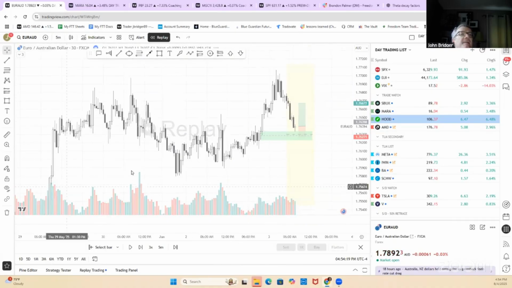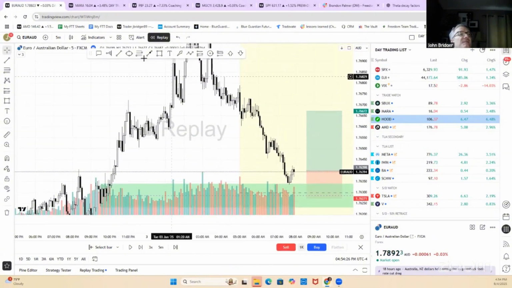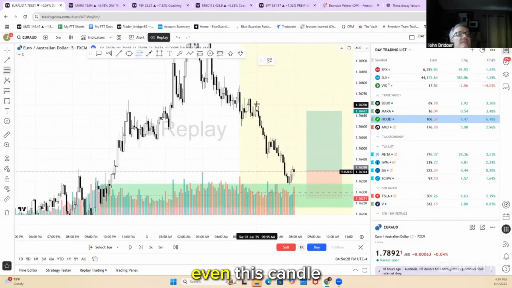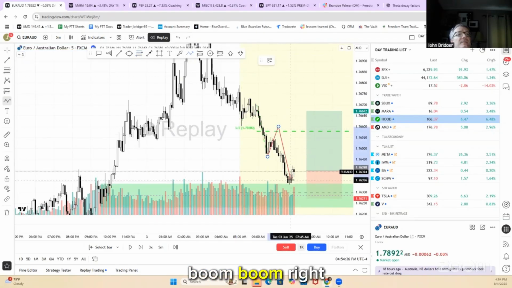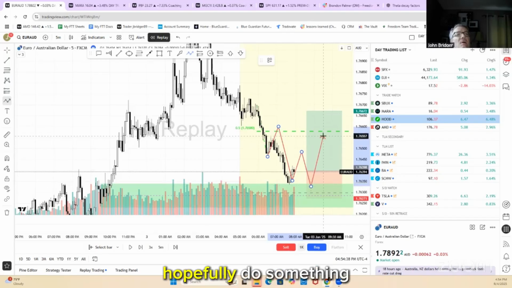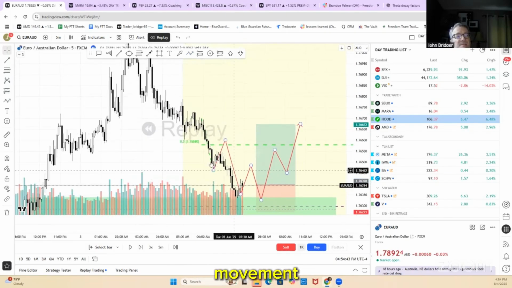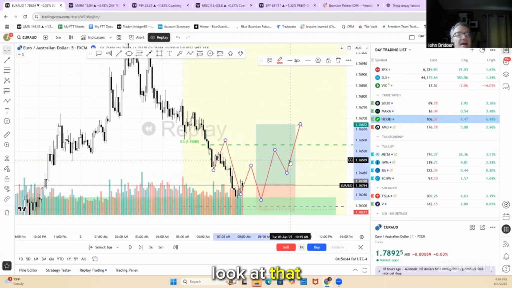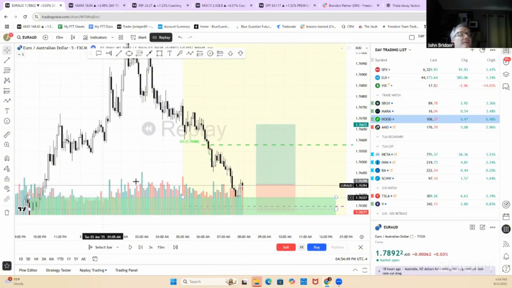So you got all those factors lining up for you. On the way down, we just don't have a strong high to break. Even starting from this candle here, you never got that boom, boom, boom, something you could hopefully do. That happens, you get this kind of random movement. So let's look at that support resistance. Let's start off at 15 and see if we can get a story that we can trade off of.